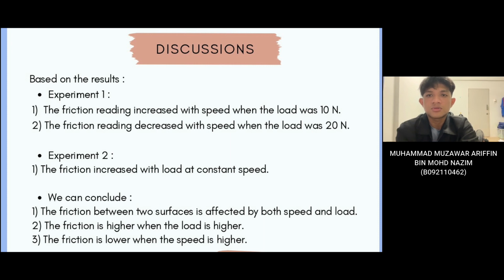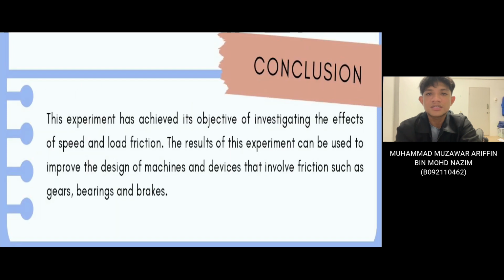Based on the results, we can conclude that the friction between two surfaces is affected by both speed and load. The friction is higher when the load is higher, and the friction is lower when the speed is higher. This experiment has achieved its objective of investigating the effects of speed and load on friction. The results can be used to improve the design of machines and devices that involve friction, such as gears, bearings, and brakes.